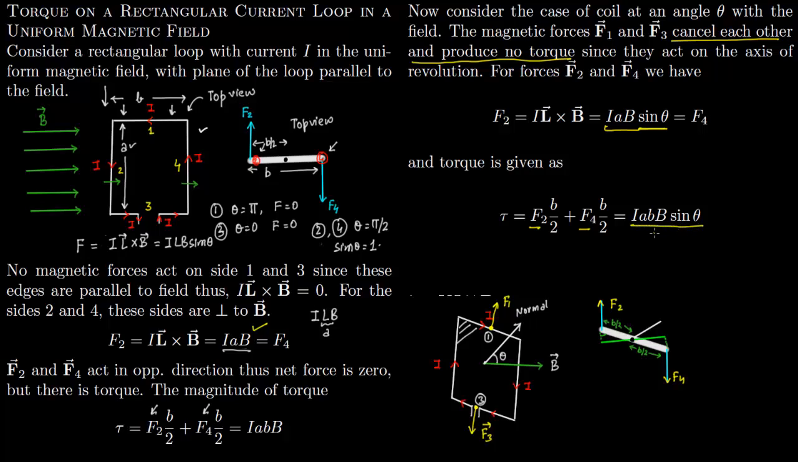Now if you put the area as A times B, this area is the area of the loop. You can see the length is A and the breadth is B, so the area is A times B. So instead of AB, we can write the area vector. So we can write torque as the cross product of the area vector with the magnetic field.